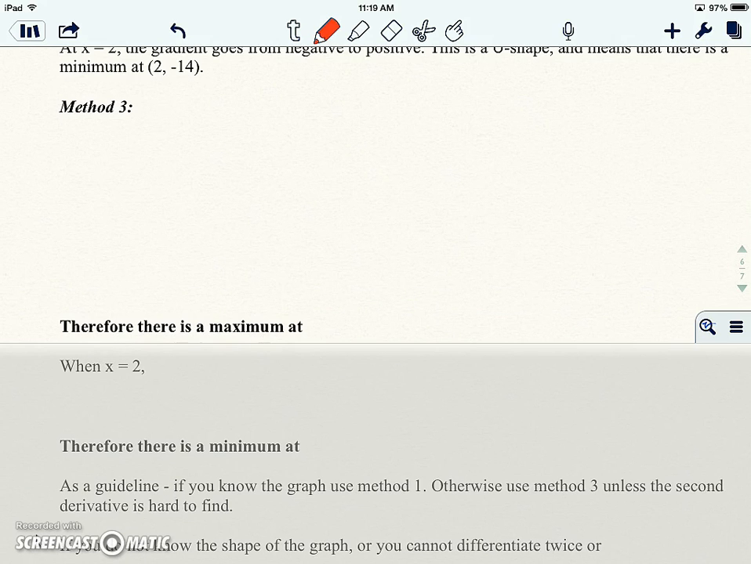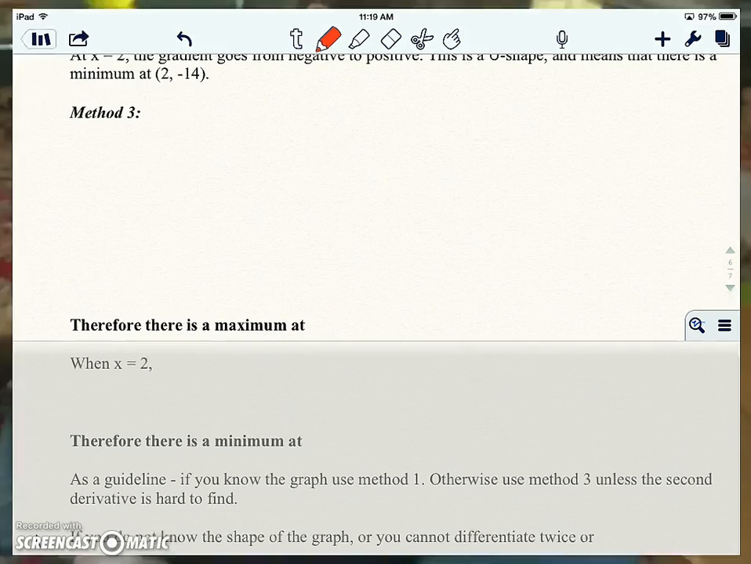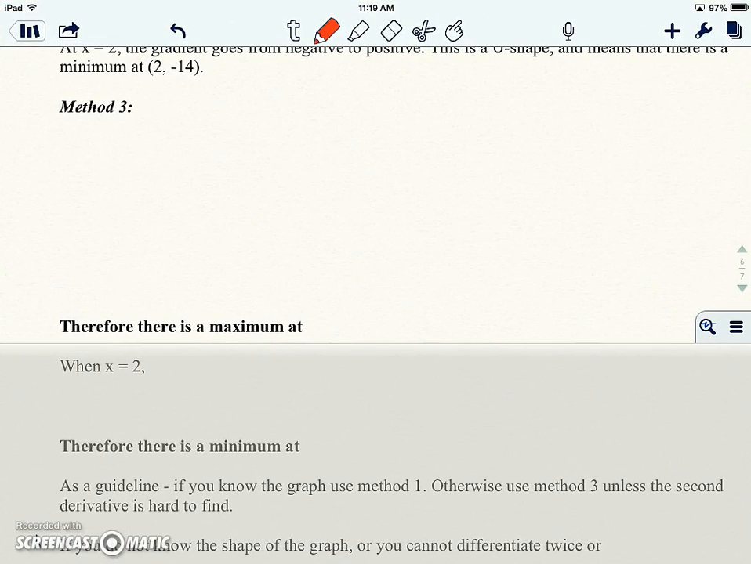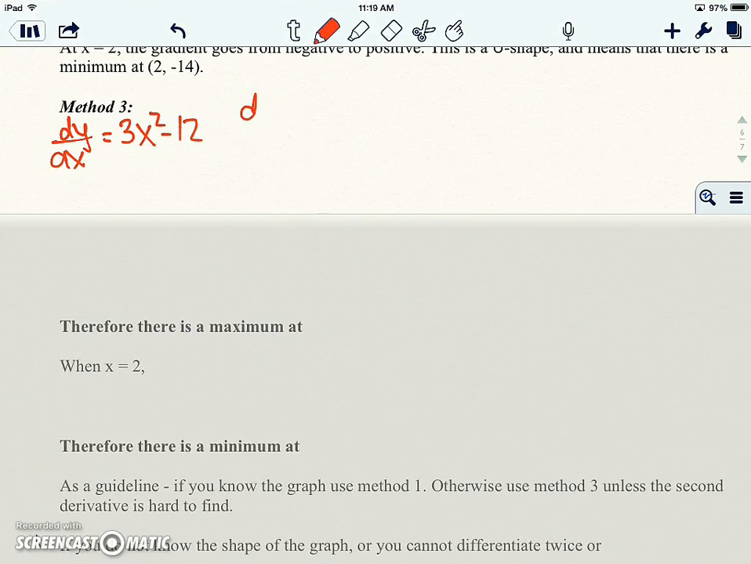Okay, so that's that. Now, method 3. All right, so for method 3, we're going to take the second derivative. So if the first derivative was dy/dx equals 3x squared minus 12, then the second derivative is going to be 6x.